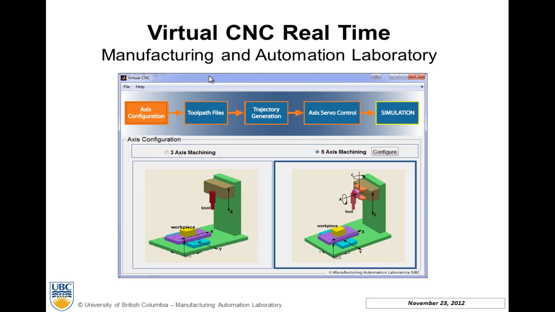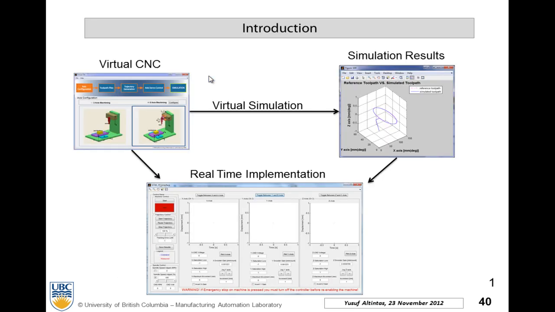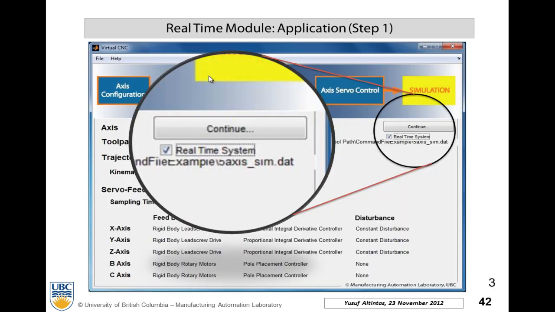So I'm just going to show you a quick overview of how you can use the real-time interface and then show and try to explain how we actually implemented it at a high level. So basically, VirtualCNC can do the simulation, and then using that simulation, VirtualCNC can implement it on a real machine that represents a simulated model. So there's basically 4 steps to actually go from simulation to implementation.